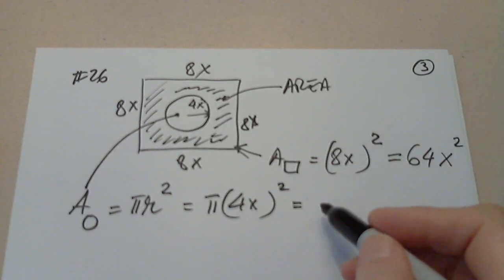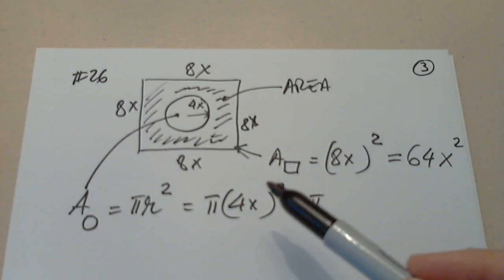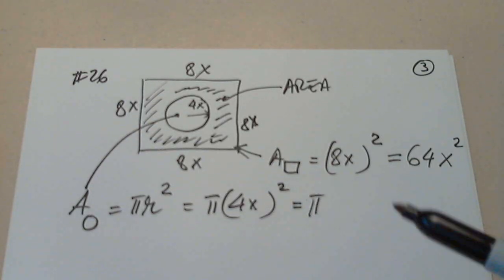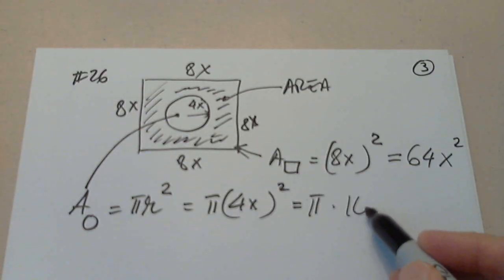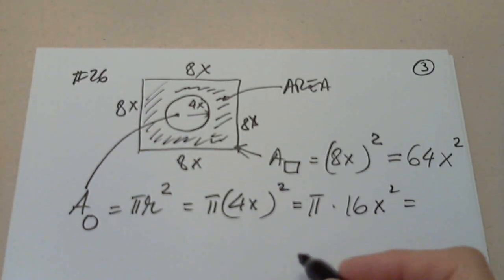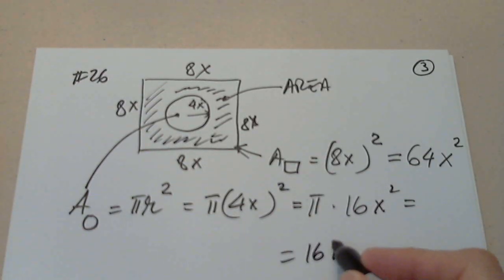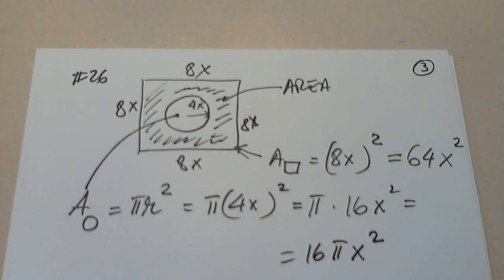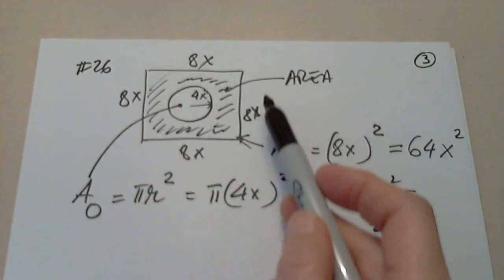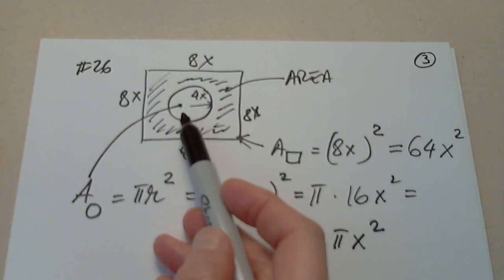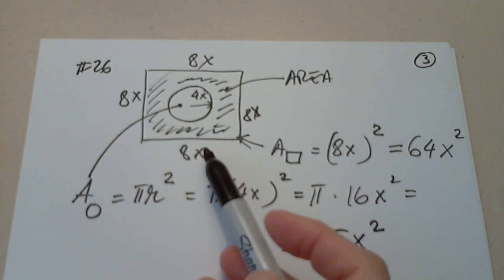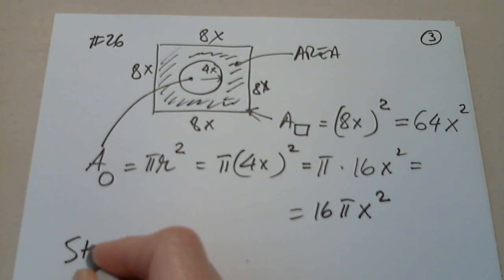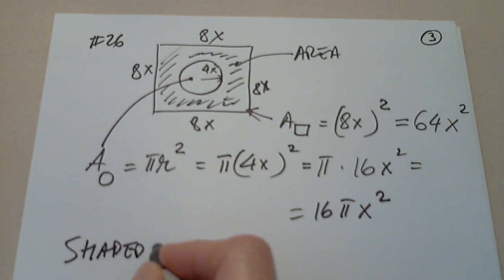Pi is pi. Exponential rules, we have 4x to the second power, 16x squared. So I will rewrite it as 16 pi x squared. So we have the total area, and we have this area that we have to remove from the total. So how do I represent the shaded area?